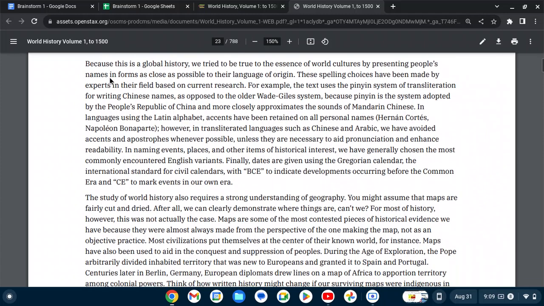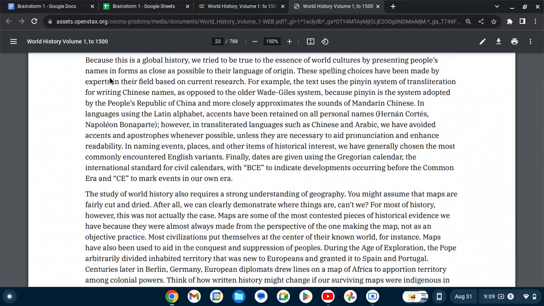Because this is a global history, we tried to be true to the essence of the world cultures by presenting people's names in forms as close as possible to their language of origin. These spelling choices have been made by experts in their field based on current research. For example, the text uses the pinyin system of transliteration for writing Chinese names, as opposed to the older Wade-Giles system, because pinyin is the system adopted by the People's Republic of China and more closely approximates the sounds of Mandarin Chinese. In languages using the Latin alphabet, accents have been retained on all personal names.